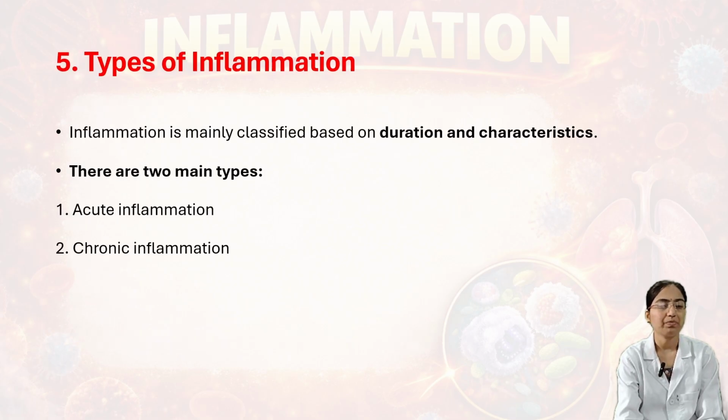Next we'll see types of inflammation. Inflammation is mainly classified based on duration and characteristics. There are two main types, based on the duration and the characteristics of that inflammation: acute and chronic. Acute inflammation and chronic inflammation we'll see in detail one by one.